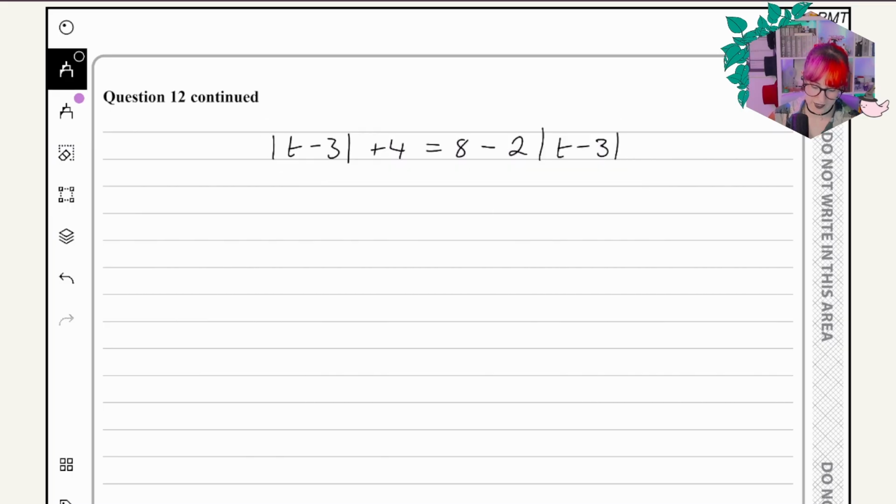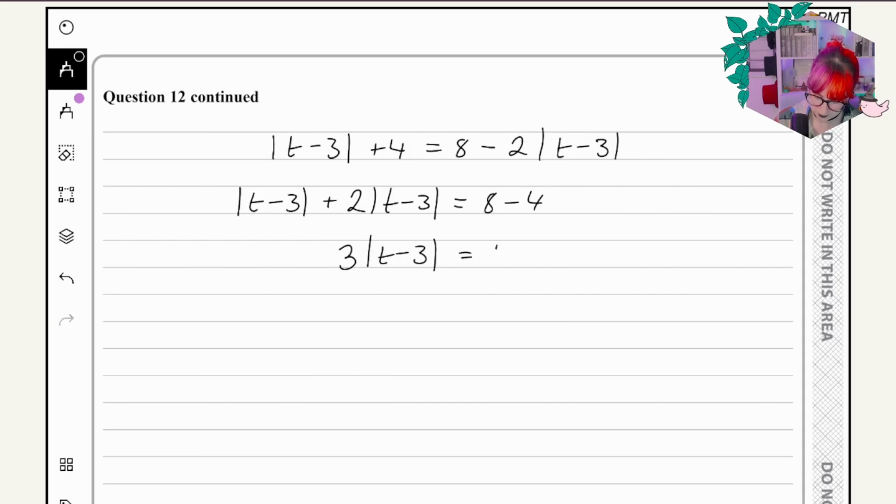So this is the expression we're working with, and now our modulus on both sides is the same, which is nice. So we can take the last term on the right-hand side over, and we can take the last term on the left-hand side over. So you get modulus t minus 3, now plus 2 modulus t minus 3 is 8 minus 4. So 3 lots of modulus t minus 3 is 4. We get the modulus of t minus 3 is 4/3. Okay. So now we have two possible cases. Either t minus 3 is positive or t minus 3 is negative.